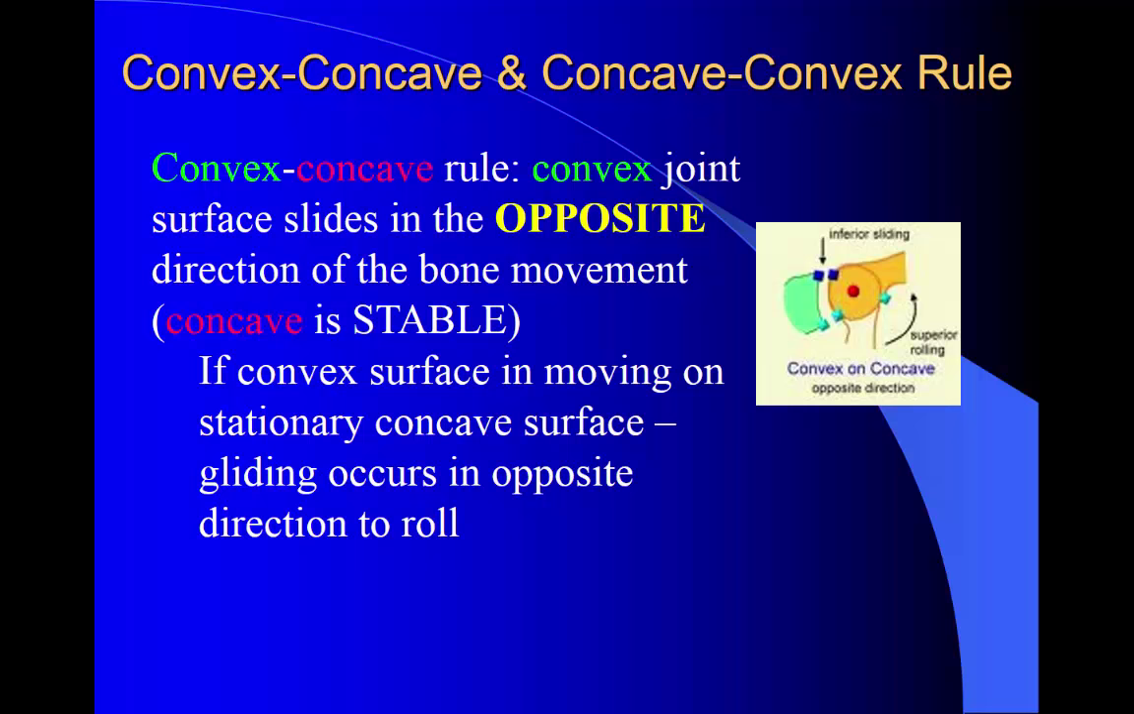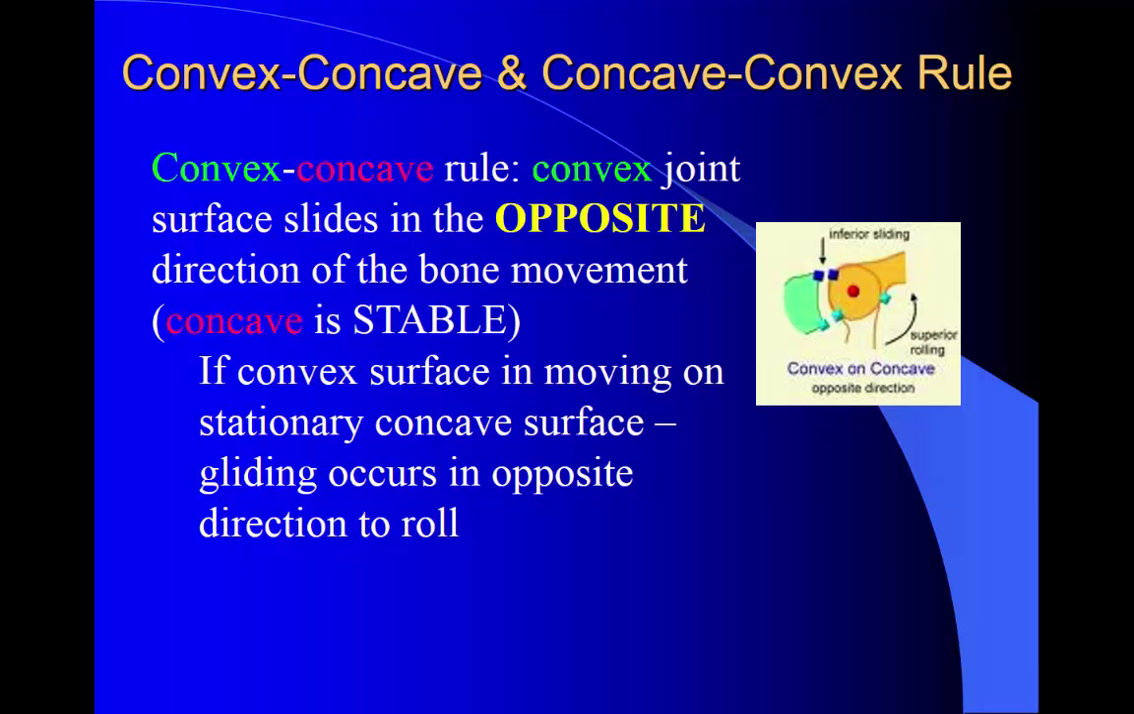The second rule is the convex-concave rule. In the convex-concave rule, the convex joint surface slides in the opposite direction as the bone movement with the concave joint surface that is stable. In other words, if the convex surface of the joint is moving on a stationary concave surface, then the glide will occur in the opposite direction of the roll. Due to this rule, the mobilization should be performed in the opposite direction as the desired movement.